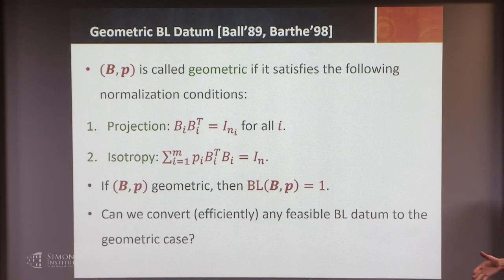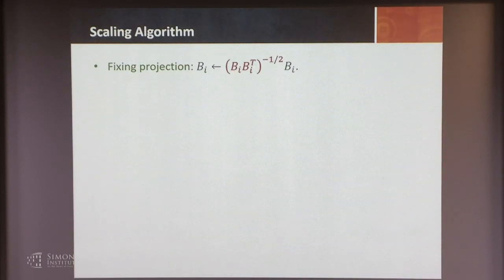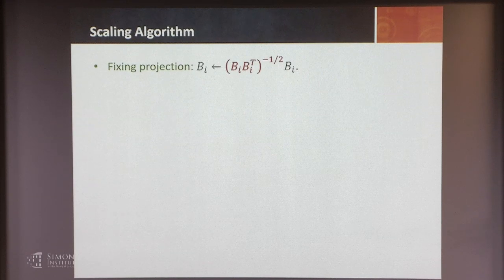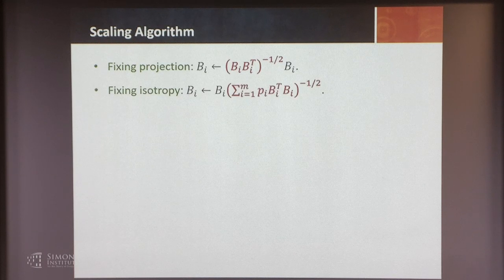One strategy could be: if a datum is feasible, I convert it to a geometric one. So this gives us a scaling algorithm. I have my datum (B, p), and what is going to be my algorithm? Take my collection of matrices. If they're not projection matrices, make them all projections. You fix the projection case by multiplying them all on the left. Now you may mess up the isotropic position, but if you messed it up, you just fix the isotropic position. Now you mess up the projection condition, and you keep doing this.